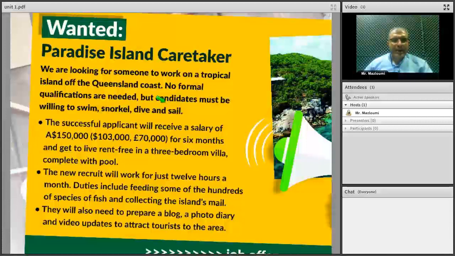Well, Paradise Island caretaker. So they're looking for someone to take care of an island. We're looking for someone to work on a tropical island off the Queensland coast. So they'd like to hire a person, to recruit a person to work on a tropical island. You know, everyone, tropical means belonging to the hot areas of the world. And so there is this tropical island, and it is off the Queensland coast. By the way, Queensland is a state in northern Australia. Okay, so they're planning to recruit a caretaker to work on a tropical island near Australia.